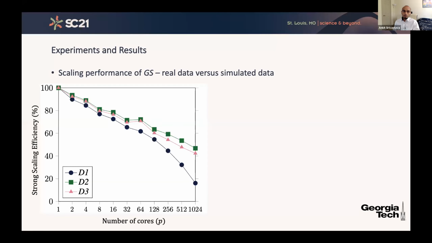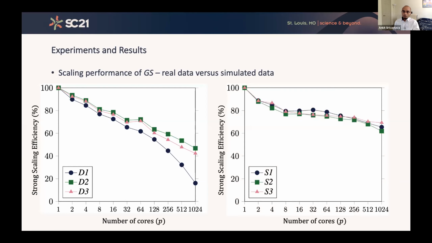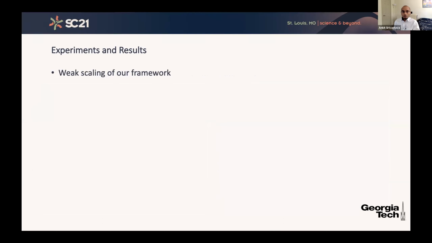The left plot shows the strong scaling efficiency for real data sets. For simulated data sets, however, GS also showed good scaling efficiency of above 60% for all 3 simulated data sets. So that was good. Next, we evaluated the weak scaling of our framework.